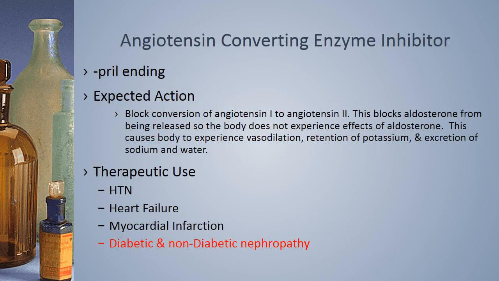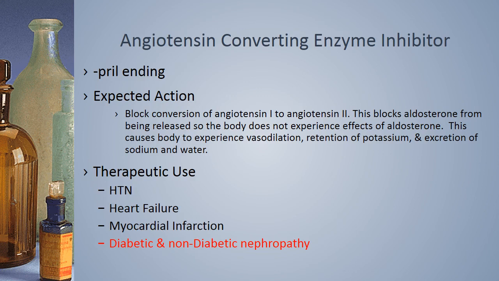So your ACE inhibitors, angiotensin converting enzyme inhibitors: this keeps your angiotensin 1 from converting to angiotensin 2. The majority of your ACEs are going to end in pril. Your expected action: you're going to block the conversion of angiotensin 1 to angiotensin 2. This will block the aldosterone from being released, so your body does not experience the effects of aldosterone, which causes the body to experience vasodilation, potassium retention, and excretion of sodium and water.